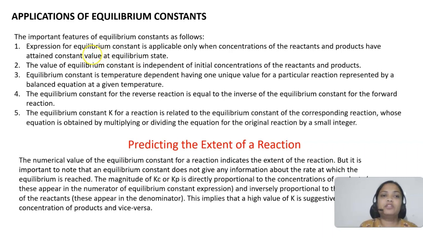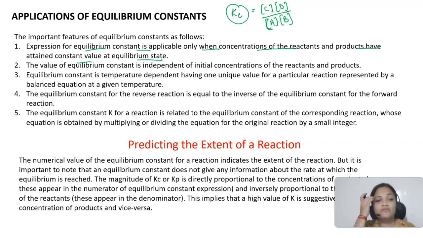The expression for equilibrium constant is applicable only when the concentrations have attained a constant value at equilibrium state. Whenever we are talking about the equilibrium constant, the concentrations we are taking must have a constant value at equilibrium. If they do not have a constant value at equilibrium, we cannot write the expression for equilibrium constant, because these are equilibrium concentrations.